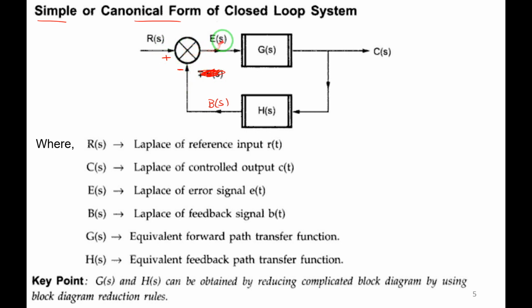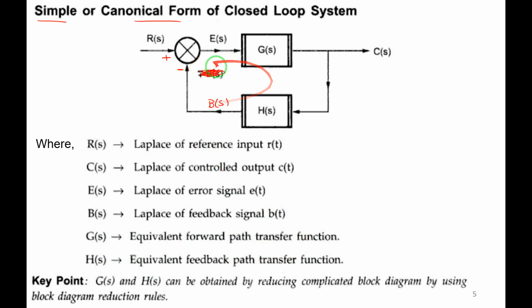This is the summing point, and E of S is the error signal. Okay, we have defined what is what. Where R of S is the Laplace transform of the reference input, because we have represented everything in the Laplace domain, not in the time domain. R of S is the Laplace of the reference input, C of S is the Laplace of the controlled output C of t, E of S is the Laplace of the error signal E of t, B of S is the Laplace of the feedback signal B of t, G of S is the forward path transfer function, and H of S is the feedback path transfer function.